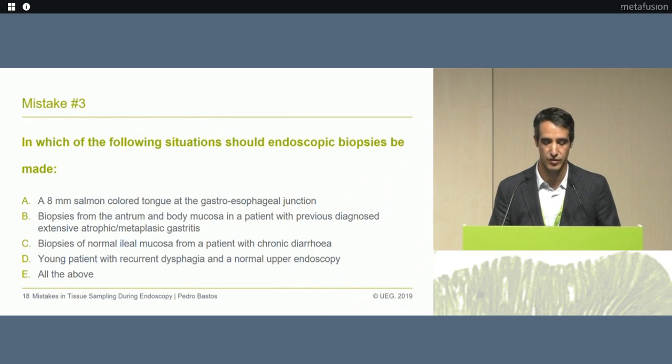in which of the following situations should endoscopic biopsies be made. When we have an 8 millimeter salmon-colored tongue at the GE junction, we should do biopsies. From the antral body in a patient that has been previously diagnosed with extensive atrophic or metaplastic gastritis. We should do biopsies of a normal ileal mucosa from a patient with chronic diarrhea. Or should we do biopsies in a young patient with recurrent dysphagia and with a normal upper GI endoscopy? Or should we do biopsies in all of the above?